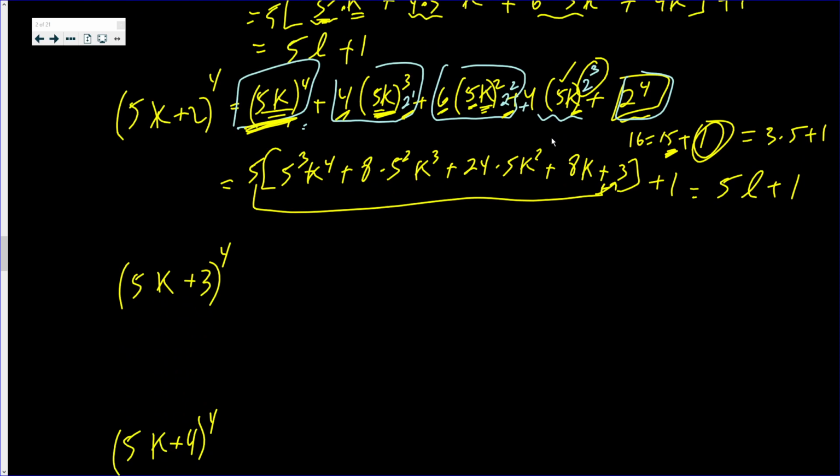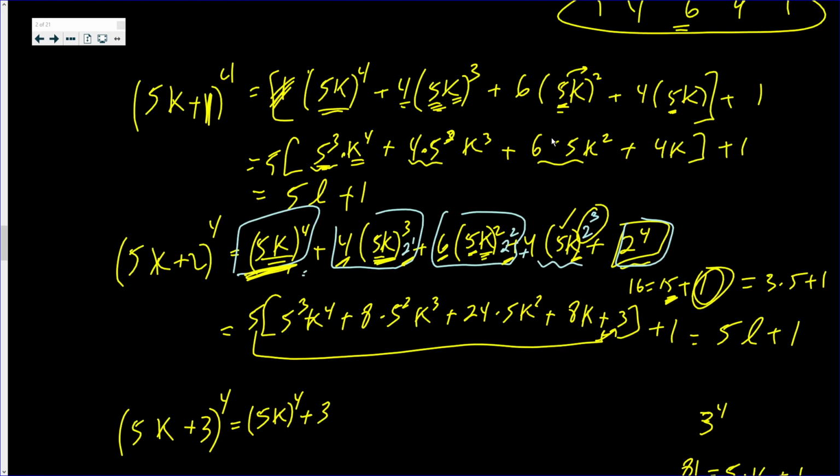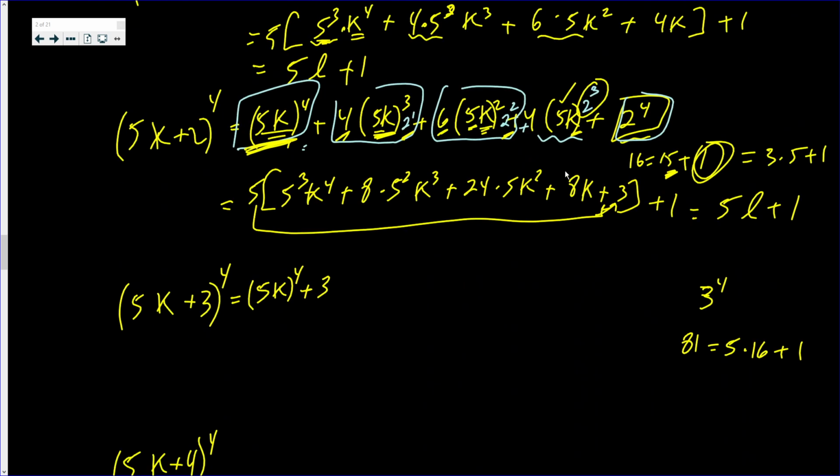Same thing with the next one. Just look at 3 to the 4th, which is 81, which is 5 times 16 plus 1. Again, you're going to have 5k to the 4th plus Pascal's number. Is it 3 or 4? It's 4, of course. Plus Pascal's number times 5k cubed times 3 to the 1 plus Pascal's number, which is 6, times 5k squared times 3 squared.